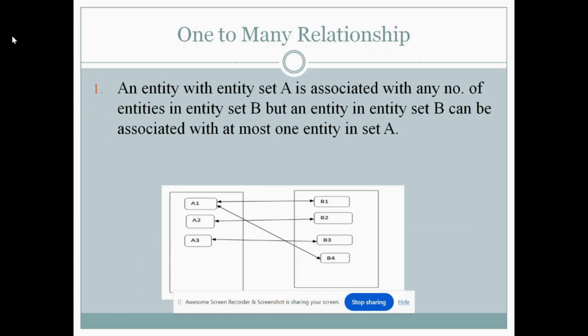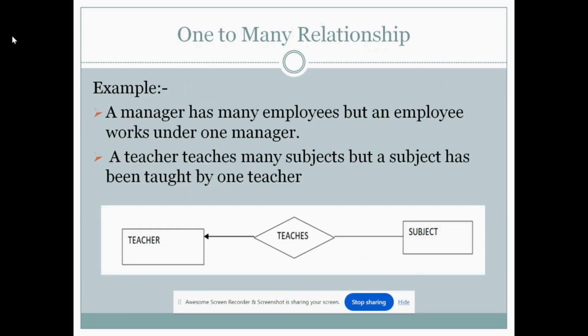In the below example, we can say that A1 is associated with B1 and B4, but in the second column, B, everyone is associated with only one in the first column. So now coming to the examples of one-to-many relationship: a manager has many employees, but an employee works under one manager. A teacher teaches many subjects, but a subject is taught by one teacher.